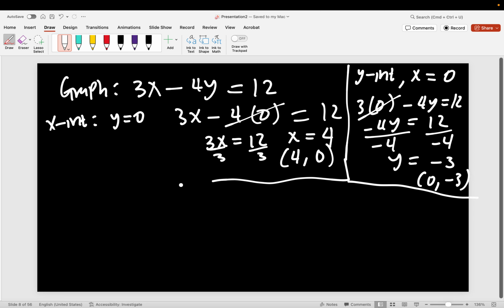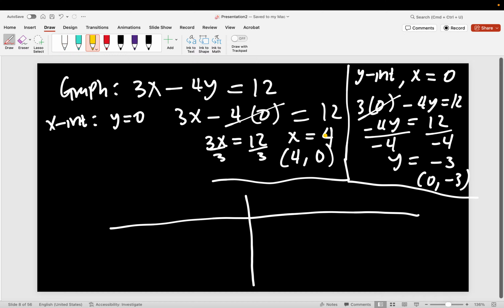So let's go ahead and graph it. Let me see if I can get a straight line. You can do this, you can do this. Nope. Okay. And then something like that. So we need 3 on the y, but the negative, and we need 4 on the x. Okay, so this is 4 and this is negative 3. So this is negative 3 and this is 4. And then I'm just going to go ahead and connect them. And this is the graph of my equation.